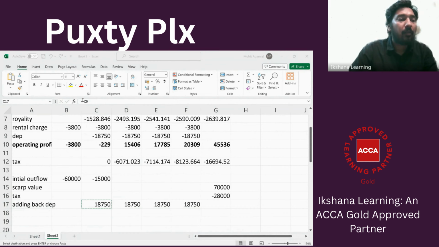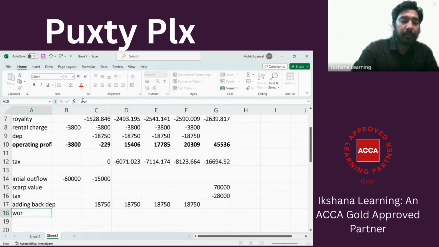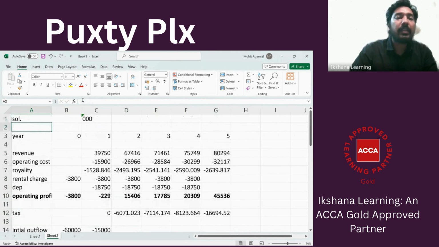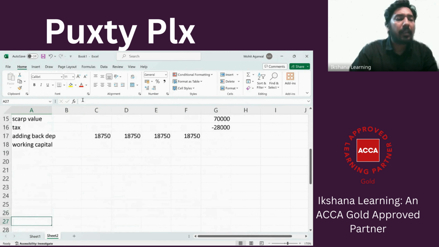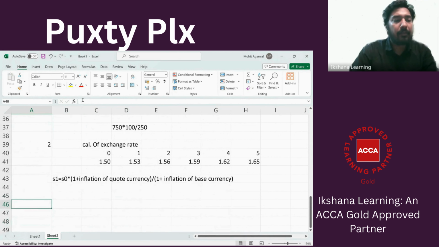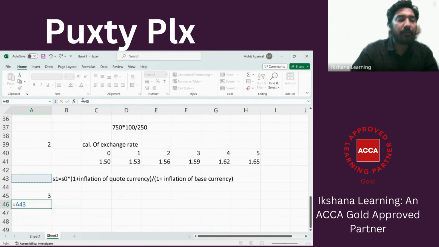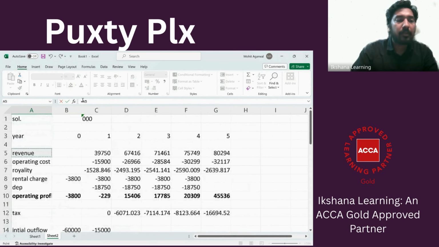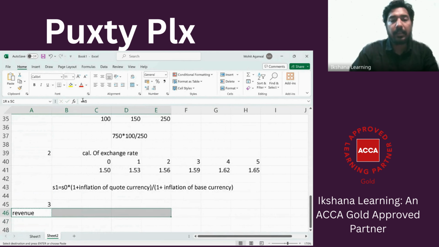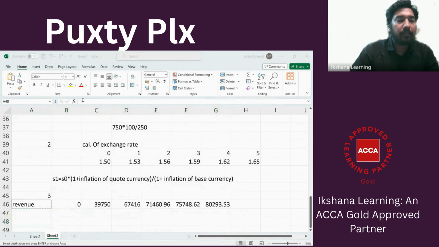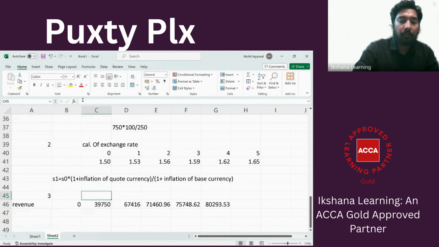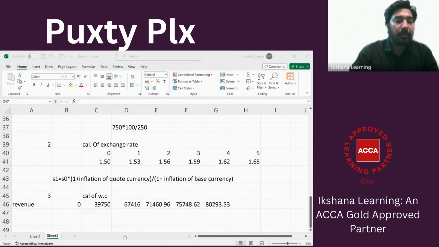Now, I think only one adjustment of working capital is left. For working capital I can do it in one cell itself, but for simplifying, let's do it separately. The question was saying that working capital is some percentage of revenue, right? 40% of revenue. I can easily do this. I have done the reference of revenue, calculation of working capital we are doing. And how should we do the calculation of working capital?